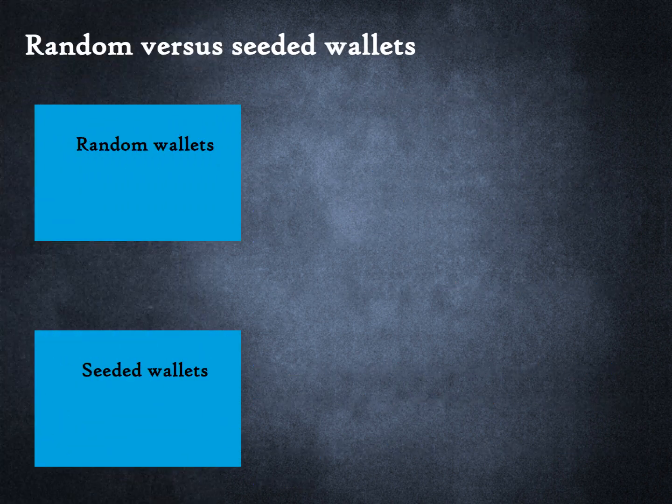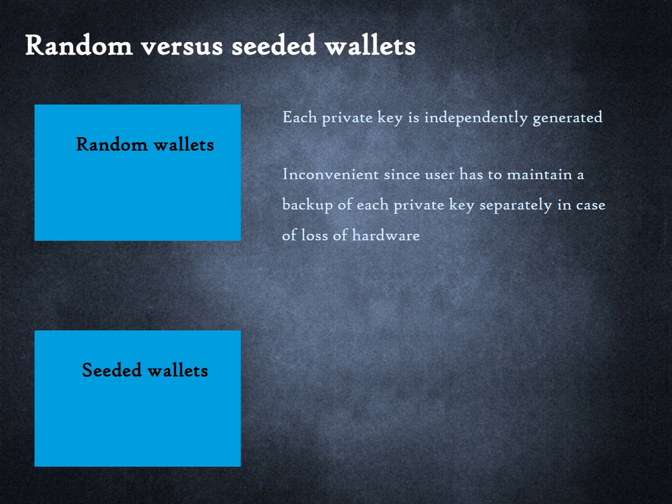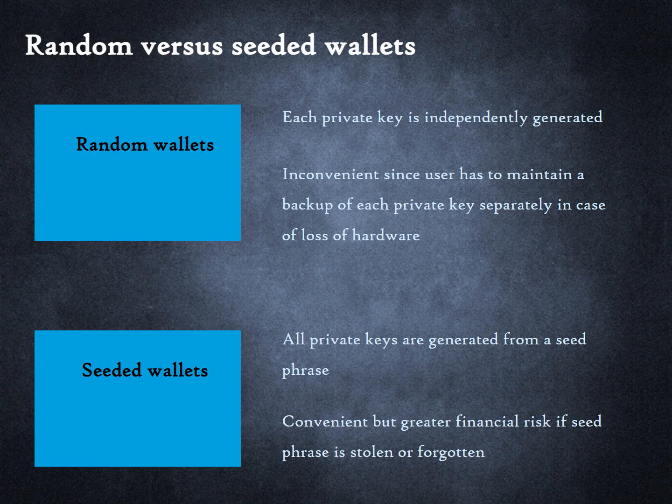We can distinguish between random wallets and seeded wallets. In a random wallet, each private key is independently generated. Such wallets are inconvenient since the user has to maintain a backup of each private key separately in case of loss of hardware. In a seeded wallet, all private keys are generated from a seed phrase. Such wallets are more convenient, but there is greater financial risk if the seed phrase is stolen or forgotten.